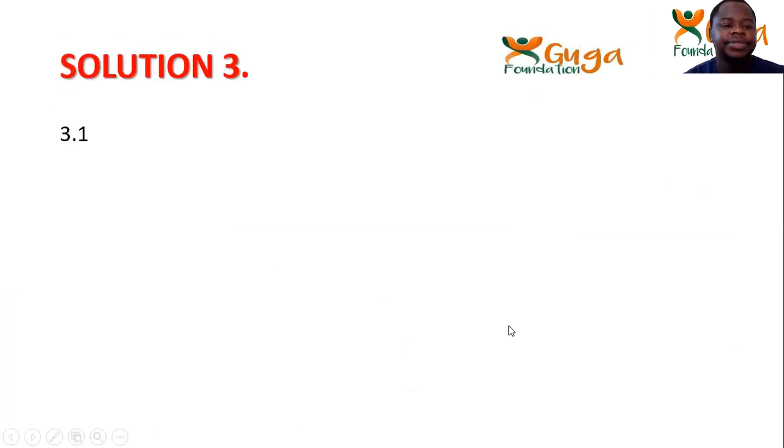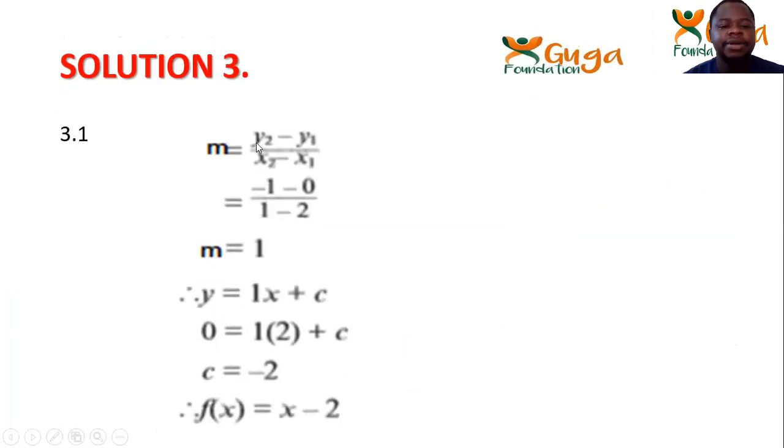Okay, you see, you calculate your gradient, and then your gradient will be 1. Then you substitute your gradient, and then you choose 1 point from the graph, which is 2 and 0. Then you solve for c. Get it as negative 2, therefore f of x is equal to x minus 2. This should be simple, straightforward.